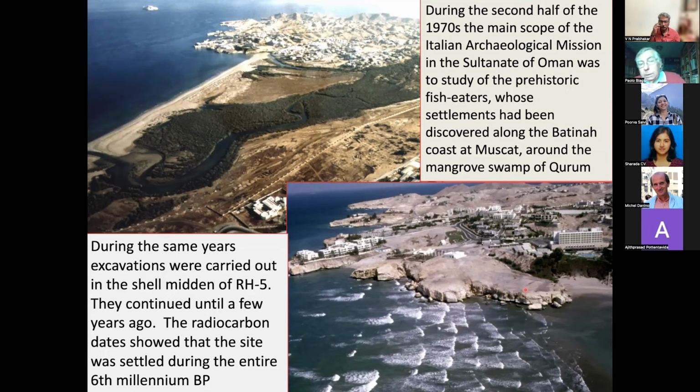And then here on the back, you can see that you have the mountains and then you have the Indian Ocean. So it is a very complex landscape, which was ideal for people to settle and for fishers to settle, but not only fishers. They had also domesticates, whatever. And here, all over this point, we had shell midden sites, now destroyed. RH5 is this one, the cape is this one, RH6 is here. It was very close to the mangrove swamp. Next one.